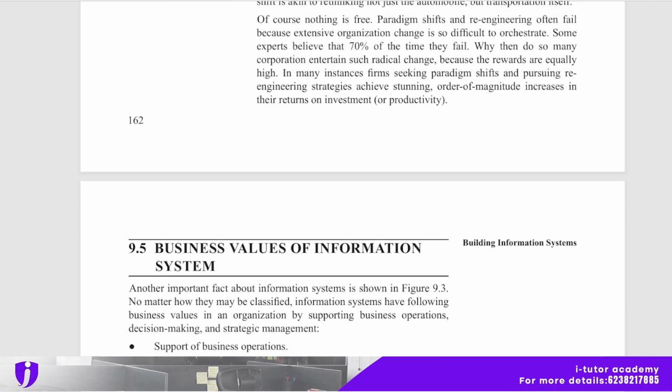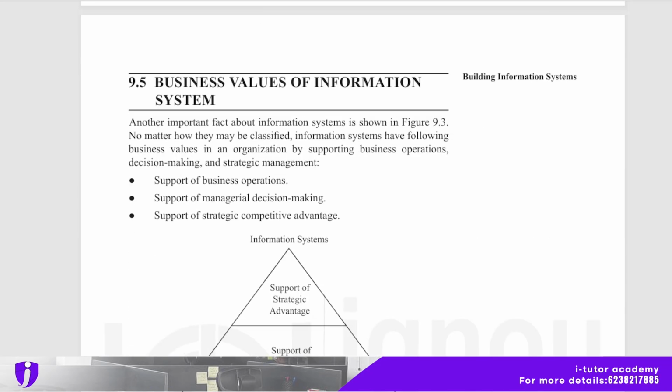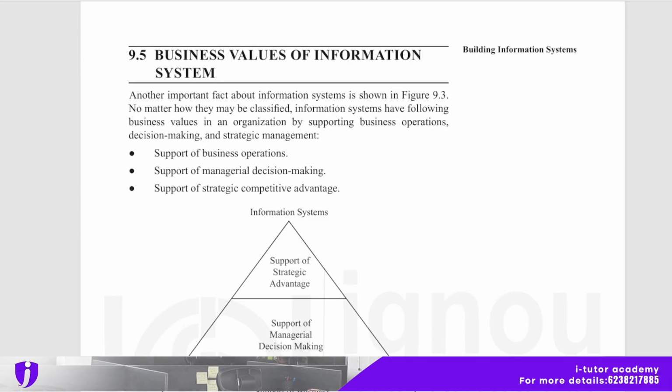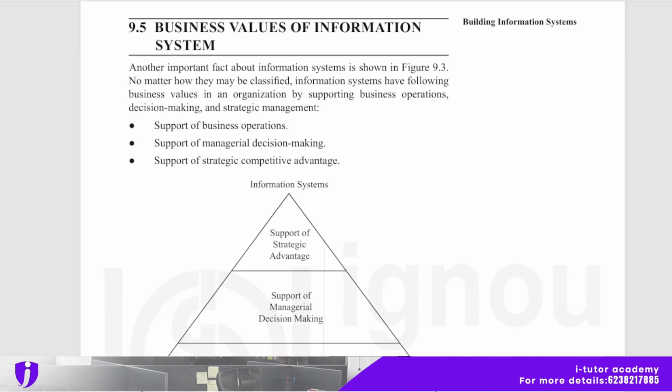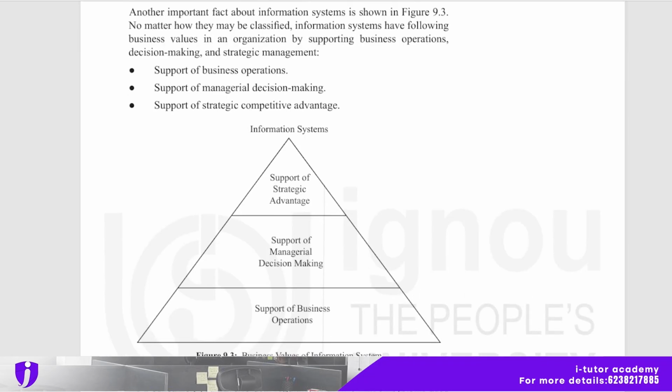And next is the business value of information systems. Another important fact about information systems is shown in Figure 9.3. This is the business value of information systems. At the bottom level there is support of business operations, then support of managerial decision making, and at the top level there is support of strategic competitive advantage.